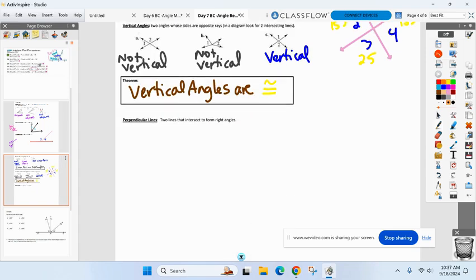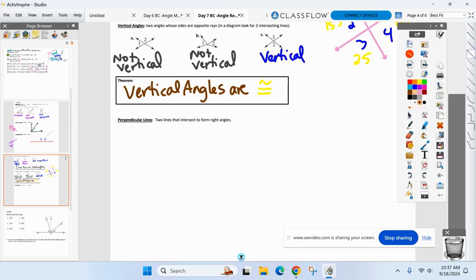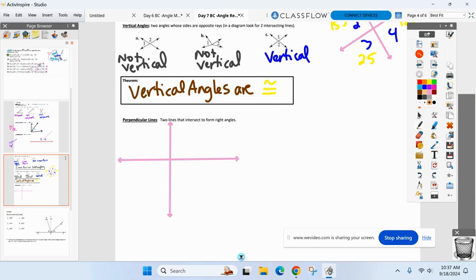Last term before we start working. Perpendicular. Heard of that term before? Perpendicular. Two lines that form a right angle. It doesn't have to be lines, but in this case, we'll make two lines that form a right angle. So let's call one line AB, the other CD. I don't know anything about those lines, by the way.